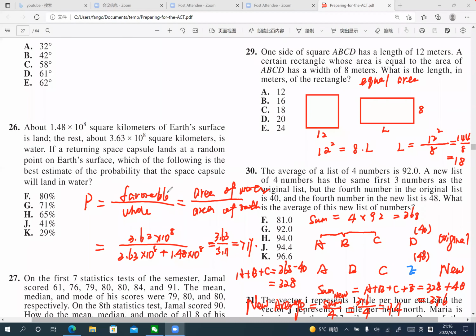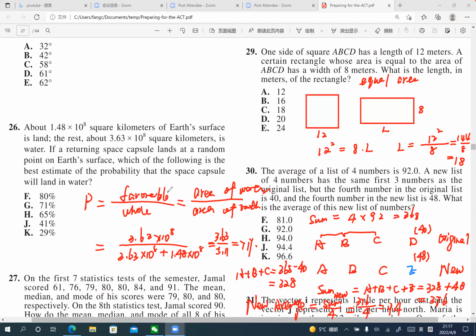Question 26. About 1.48 times 10 to the power of 8 square kilometers of Earth's surface is land. The rest, about 3.63 times 10 to the power of 8 square kilometers, is water. If a returning space capsule lands at a random point on Earth's surface, which of the following is the best estimate of the probability that the space capsule will land in water?